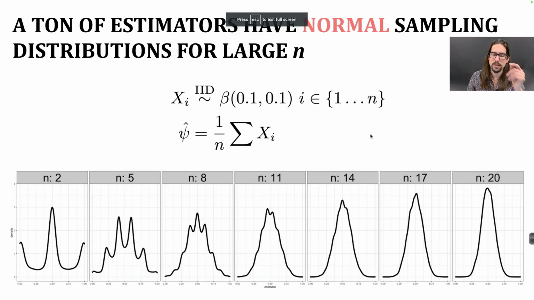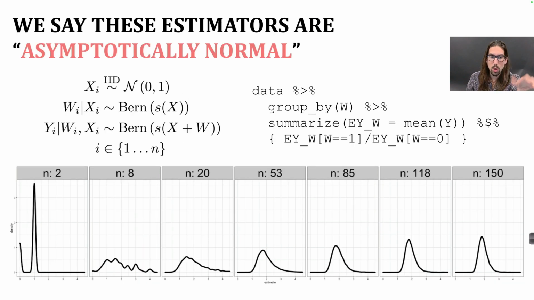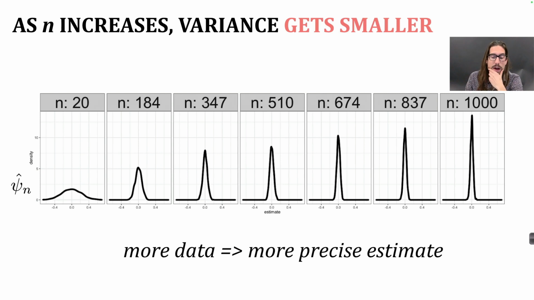Okay, so let's dig in a little bit to this idea of asymptotic variance, which I mentioned. We know that a lot of estimators are asymptotically normal, and we also saw that as we increase the sample size, my variance starts to get smaller and smaller, because more samples means more precision in estimation. And this is formalized in the central limit theorem.